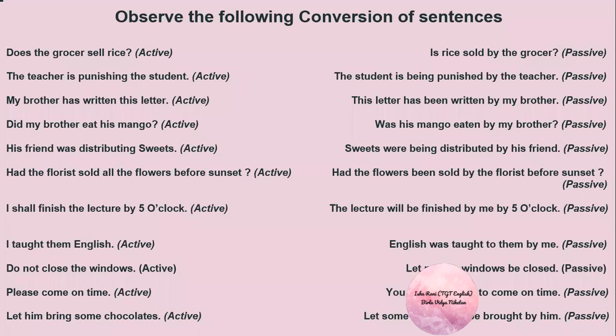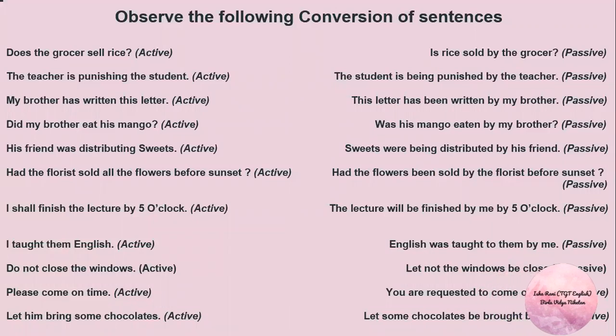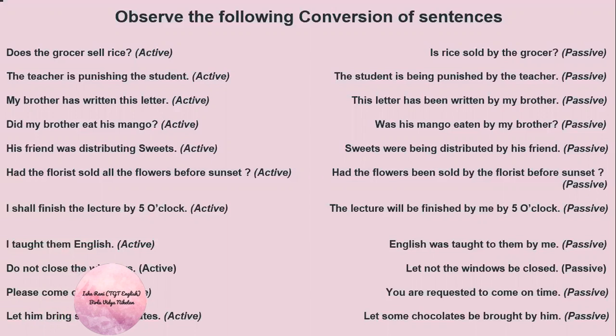Now, please observe the following conversion of sentences I have compiled for you here. You have your interrogative, declarative, and imperative sentences converted from active to passive. The first one is an interrogative sentence which says, does the grocer sell rice? In active form, converts as, is the rice sold by the grocer? Look into the third one. A declarative sentence. My brother has written the letter changes to this letter has been written by my brother.